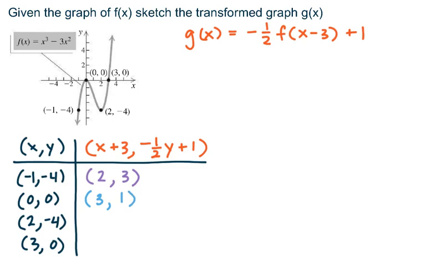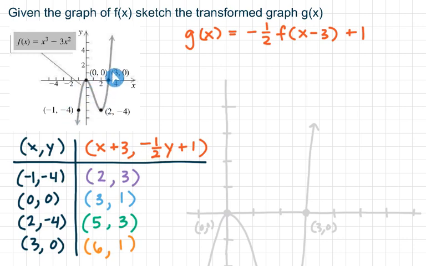All right, our third point, 2 plus 3 gives us 5. Negative 1/2 times negative 4 is positive 2, and positive 2 plus 1 gives us 3. And then lastly, we have 3 plus 3, that will give us 6. Negative 1/2 times 0 is 0, plus 1 gives us 1. So these 4 points, I applied that same transformation to each of those points to get my new 4 points.